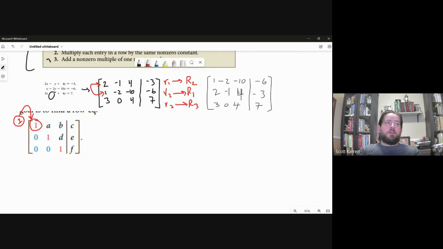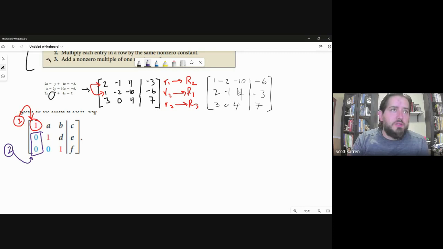So step 1 for me is complete. I've got a 1 in that upper left. Now, step 2 is going to be to zero out the x's in those 2 rows. And I'm going to do that. We've done this in equation land. We're just going to do this now in matrix world here.